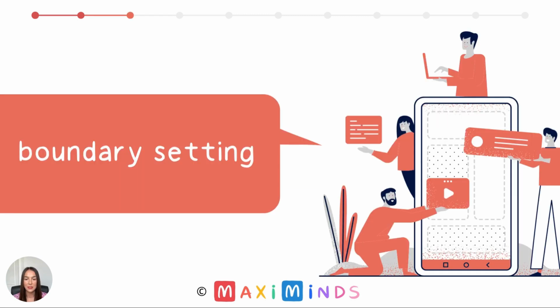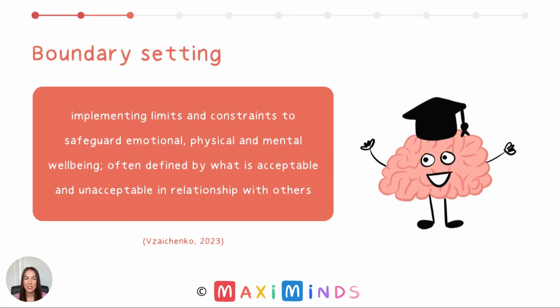Starting with boundary setting. Boundary setting is defined as implementing limits and constraints to safeguard the emotional, physical, and mental well-being of yourself and also your students. It's often defined by what is acceptable and unacceptable in your relationships.